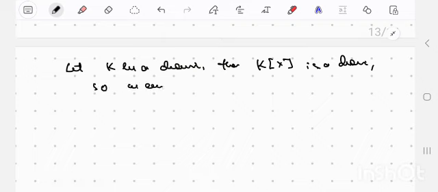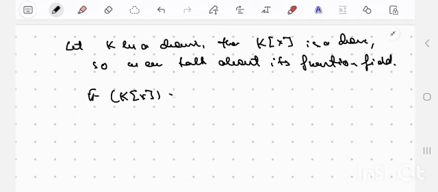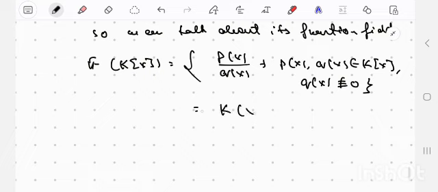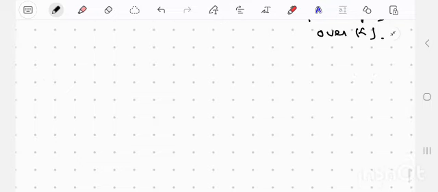So we can talk about its fraction field. So we define F(K[x]) to be the collection of all polynomials of the form p(x)/q(x), such that p(x), q(x) are coming from K[x], q(x) is not identically 0, and this is defined as K(x), and it's called the field of rational functions. It's a field. Sorry, the field of rational polynomials over K. Yeah, got it. Fine.